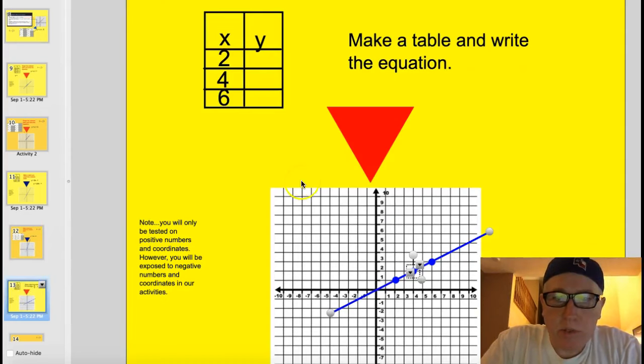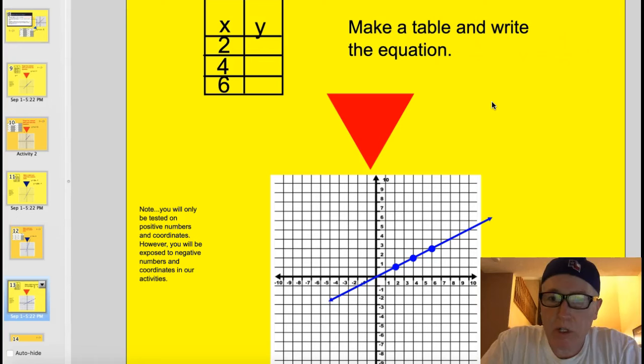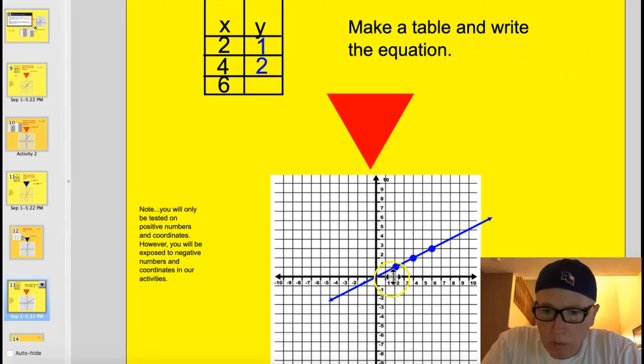Now we just have to look at the third situation. The third situation is where you're given a line, and you then have to make a table and write the equation. This one may be a little bit harder, especially working here online, but let's see if we can figure this out. So this first point looks like we go over 2 and we go up 1. So the y value here is going to be 1. And the next point looks like we go over 4 and up 2. So I click in my 2 point, and this other point looks like you go over to 6 and up 3. It looks like it's a half of what it is.